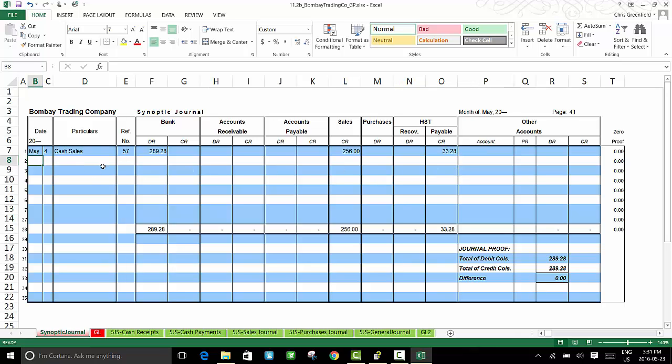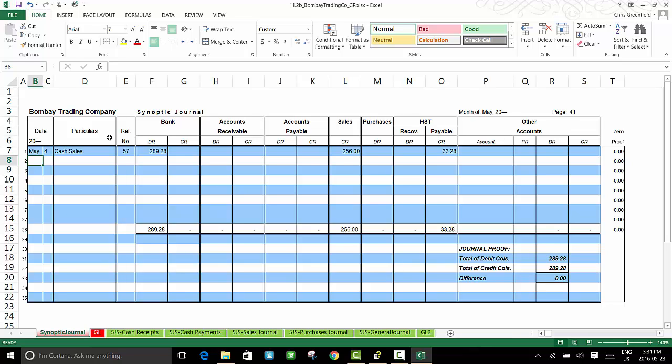Normally, at this point, you would want to move to the general ledger and do that entry. As I mentioned before, the nice thing about this is that not only does it reduce the amount of work in your general journal, but it also reduces a lot of the work in the ledger as well, because all we're going to do is post the totals at the end instead of every individual item.